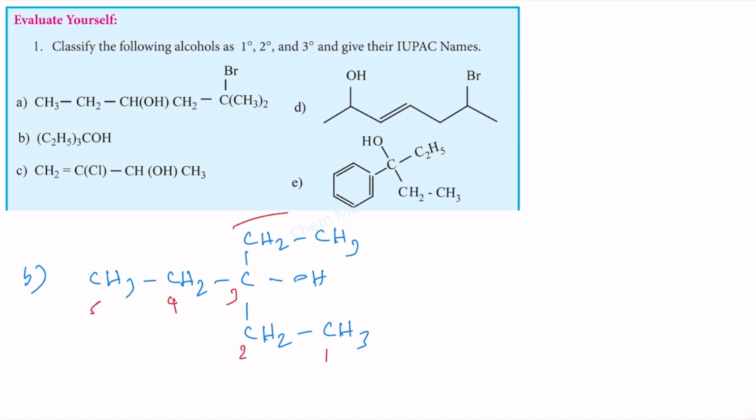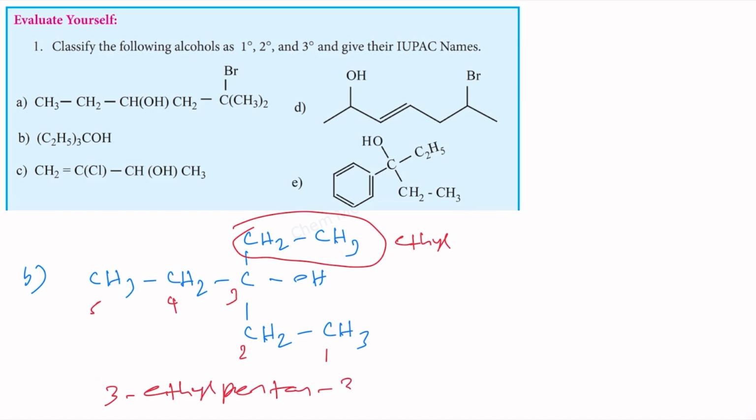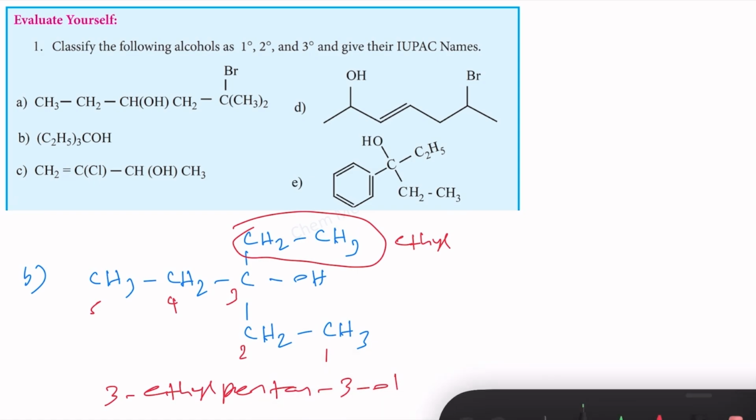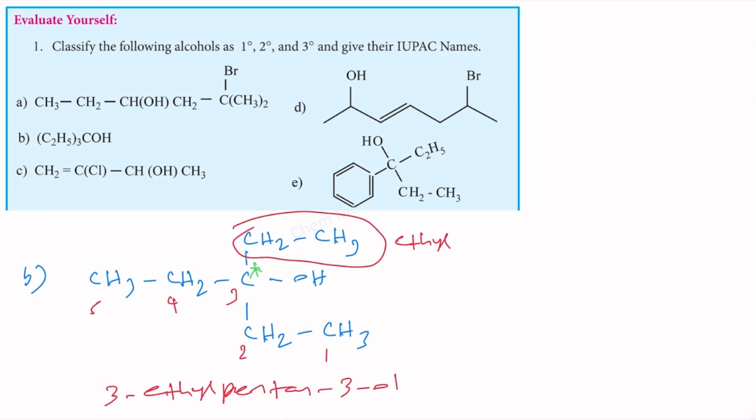And we have an ethyl substituent at 3. Therefore, that needs to be mentioned first. 3-ethyl. We have 5 carbon atoms in the parent chain. Therefore, pentane and then the position of the functional group, 3-ol. 3-ethylpentan-3-ol is the correct IUPAC name for this structure. What about the type? The carbon atom bearing the OH functional group is directly connected to 3 other carbon atoms and therefore this is a tertiary alcohol.